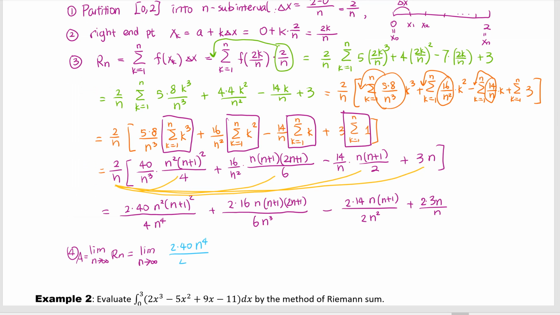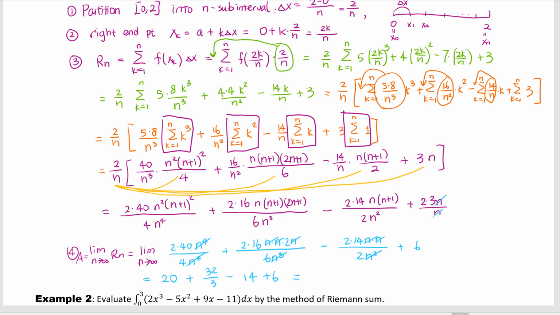So n to the 4th, the bottom is 4n to the 4th. And the next one, the dominant term is 2 and 16, n, 2n over 6n cubed. The next dominant term, 2, 14, n, and bottom 2n squared. And here, n cancels, we get 6. You can see all those n's cancel. Let's look at the ratio. The first one, 4 cancels, so 20. The second one, this 2 and this 6 cancel, we get 3. So we have 2 times 16 is 32 over 3. Minus, here 2 cancels, we have 14, and then plus 6. Okay, let's plug this into our calculator.